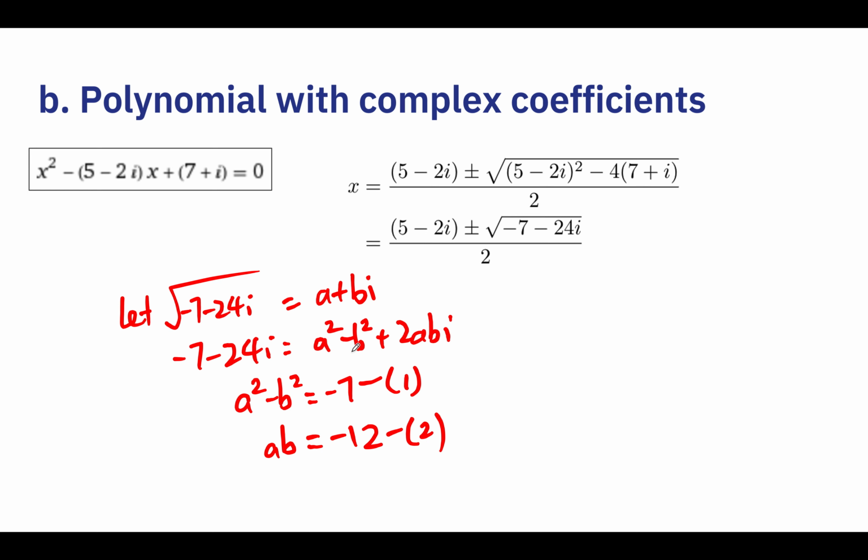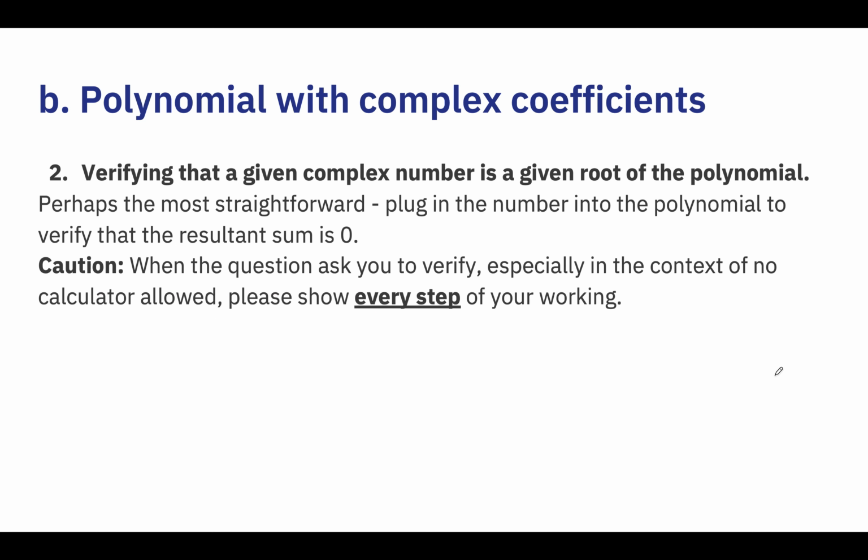Right, and solving this using our calculator, we'll get either a equals 3, b equals minus 4, or a equals minus 3, b equals 4. But whichever one you decide to let be the square root doesn't matter because there's a plus minus sign over here. Right, so we will still get two distinct solutions. And this set of two solutions is the same for both this and this, so you can use either one of them.